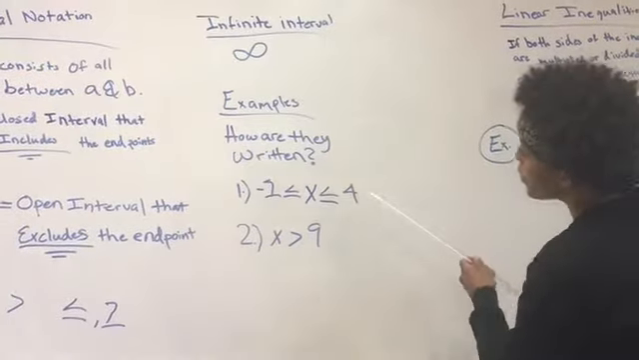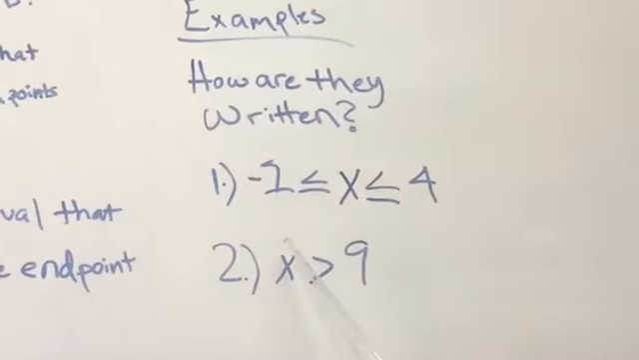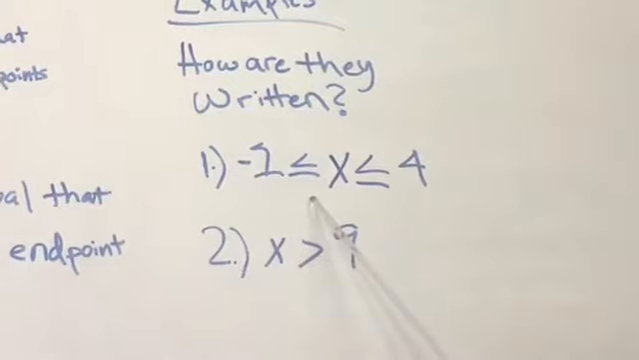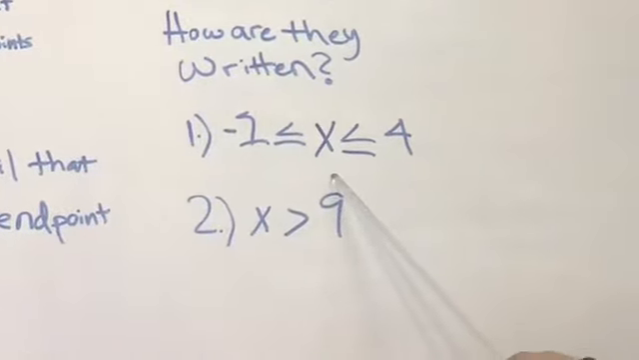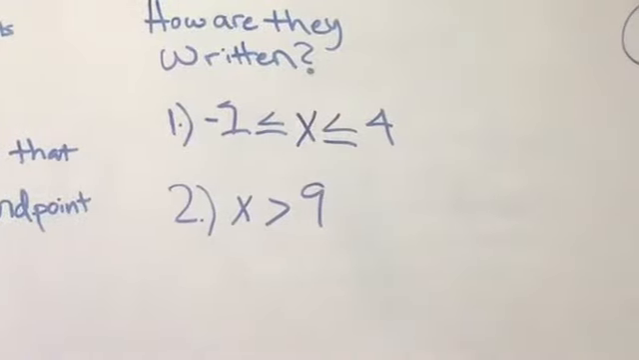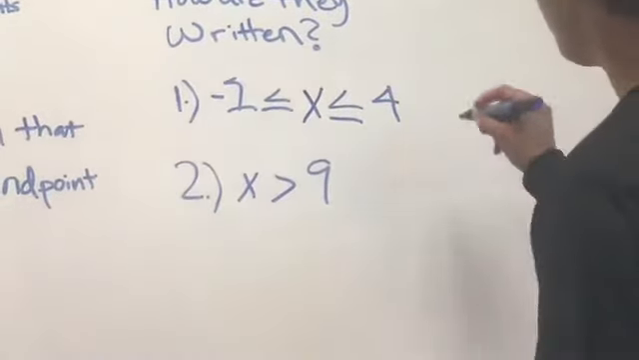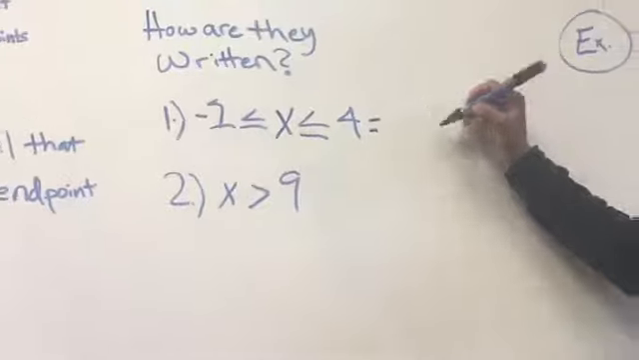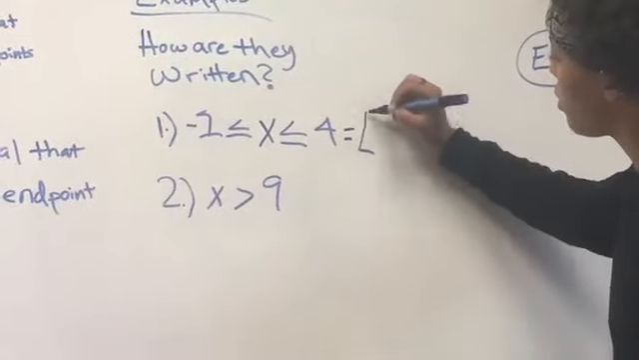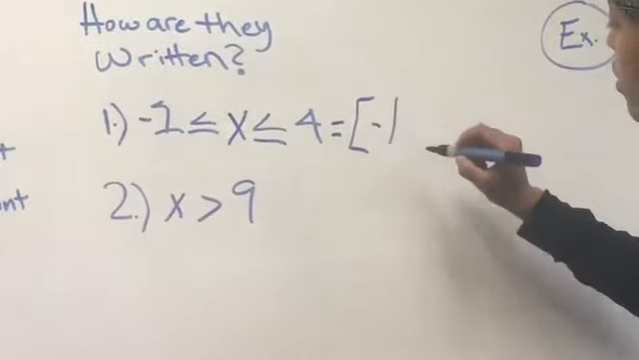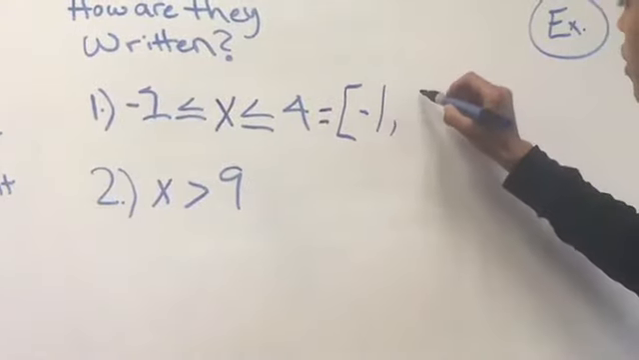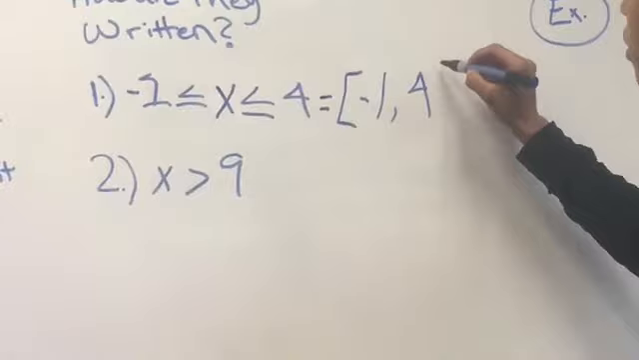Here go some examples. How are they written? -1 is less than or equal to x, and x is less than or equal to 4. That is written with brackets: [-1, 4].